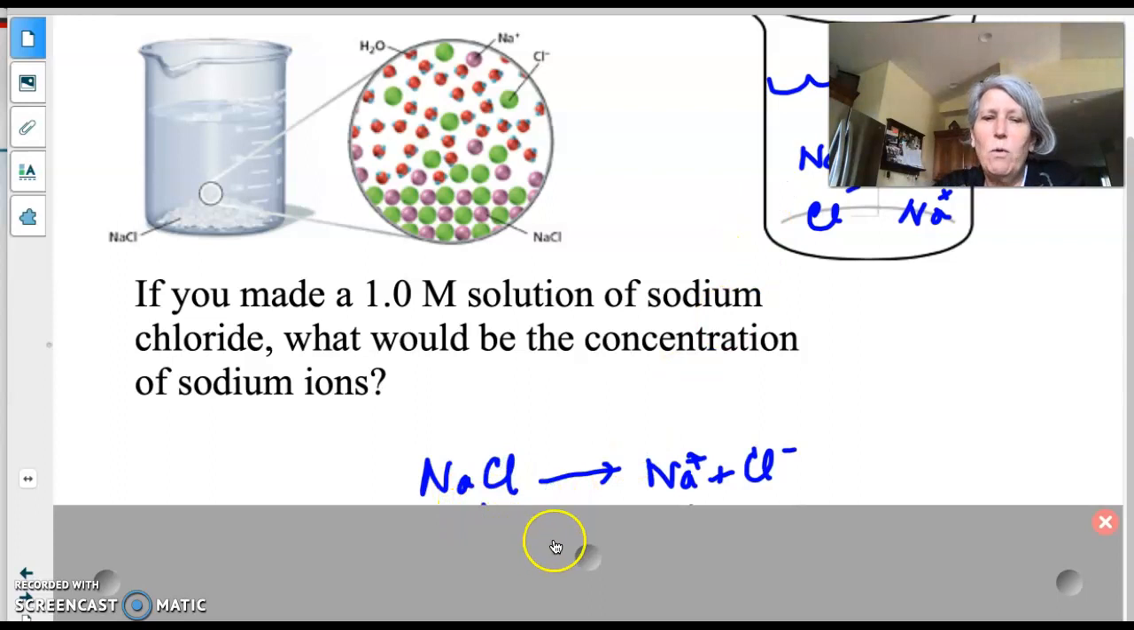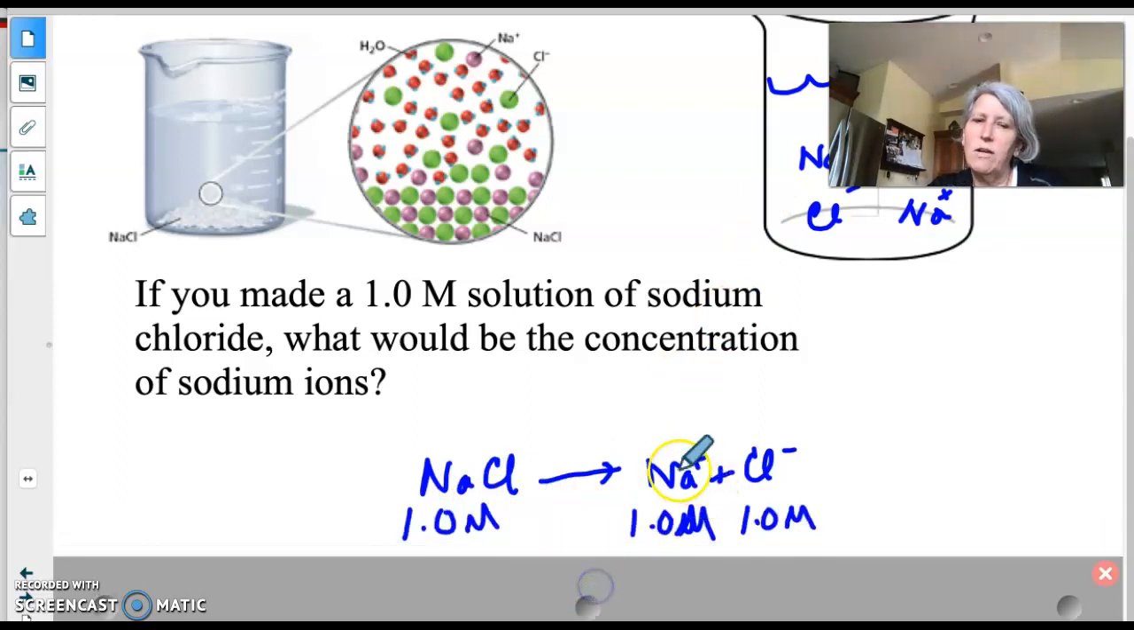Now, if this is 1 molar, then the sodium concentration is also going to be 1 molar. So even though this has two components, when they break up, you'll notice the mole ratio between all of these ions and the parent formula is a 1-to-1. So if this is 1 molar, this is 1 molar.